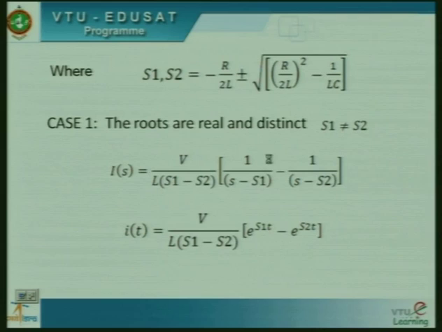Now, the third case: the term under the square root may be negative. If the term under the square root happens to be negative, then the square root of a negative term results in an imaginary term. So, we have seen cases where the term under the square root is real and positive, and next we took the term under the square root as 0. Now, we are considering a case where the term under the square root is negative, and taking the square root results in an imaginary term.